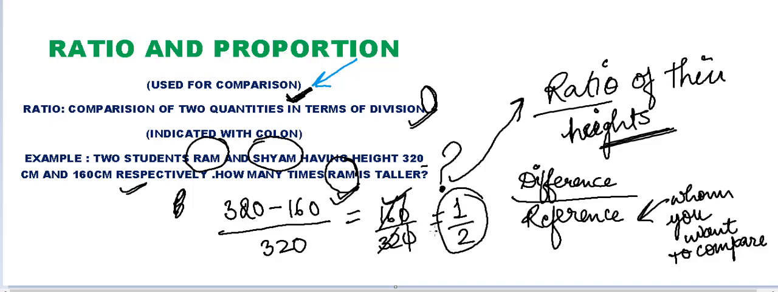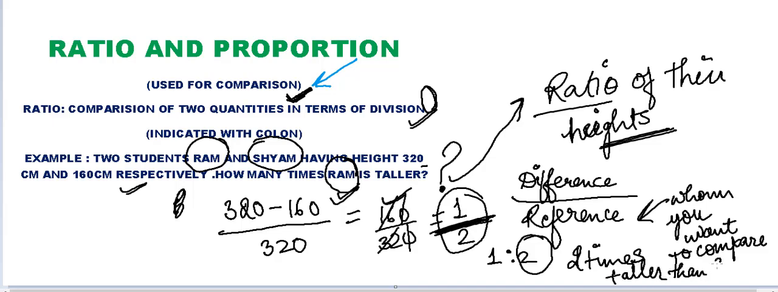Here I can see that this horizontal line is basically used for division, and here it shows the ratio. So we get the ratio as 1:2. That is, Ram is 2 times taller than Sham. So this was the basic concept of ratio.